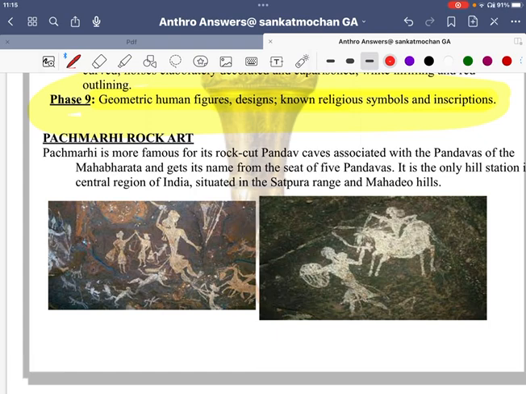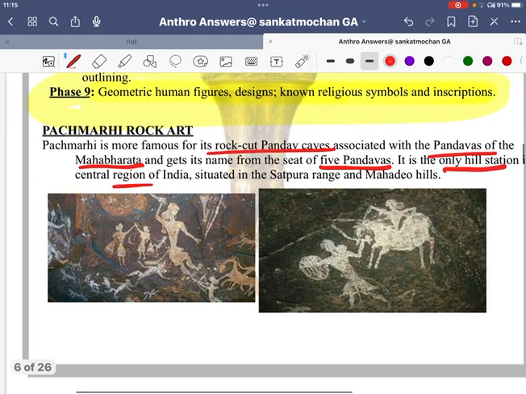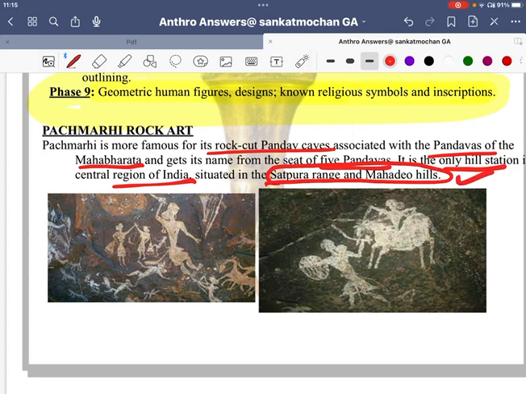Panchmani is more famous for its rock cut Pandav cave associated with Pandavas of Mahabharata. See, it is also related to the Mahabharata, which is one of the important phases of Indian history. ठीक है. Get its name with 5 Pandavas. It is the only hill station in central India that is situated in Satpura range of Mahadev Hill. We always remember this Mahadev Hill, Satpura range.